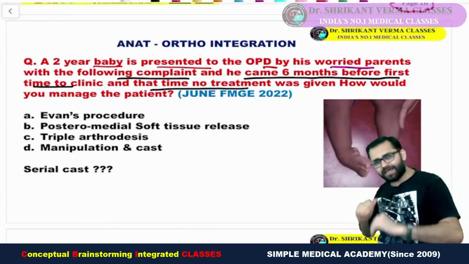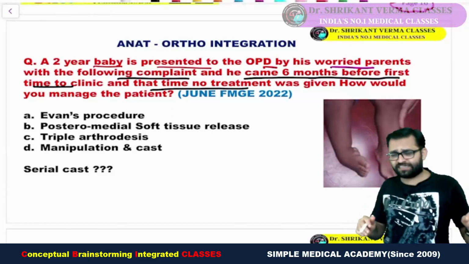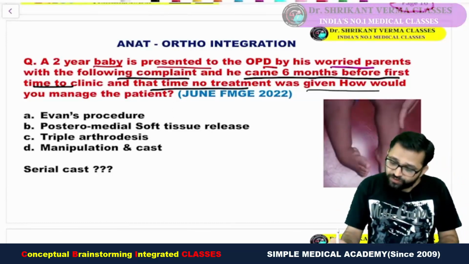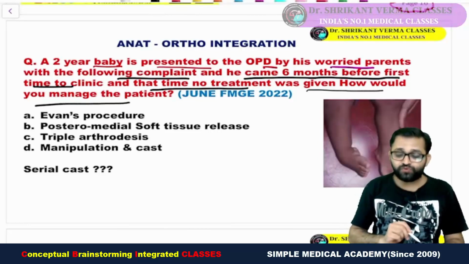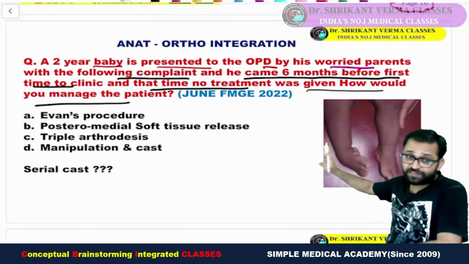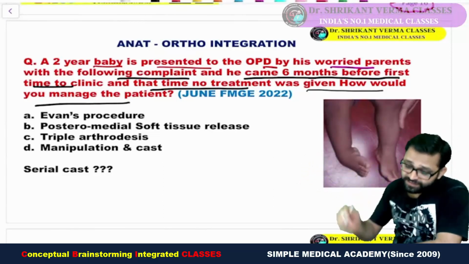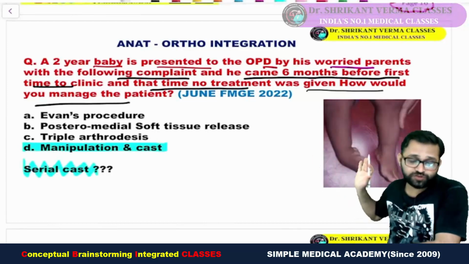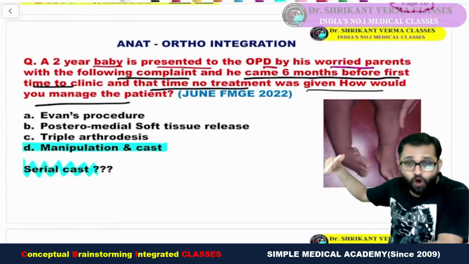Okay, the patient came 6 months earlier, but at that time no treatment was given, he was neglected. Okay, fine, but now he came again. How would you manage this? So this is your ortho question. Go to the orthopedics teacher, they will tell you better. Here the answer is manipulation and cast, but a few students are also saying serial casting was given. So go to your ortho review.